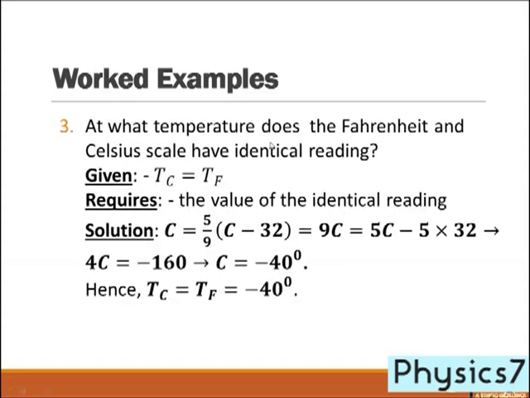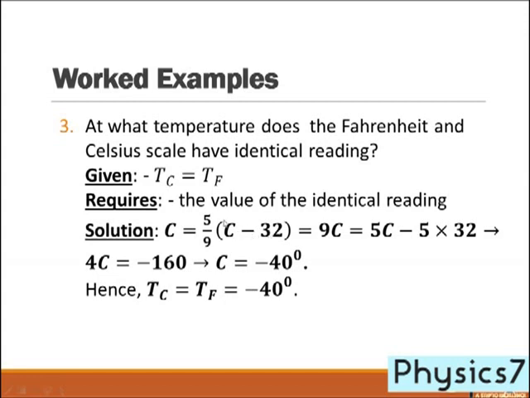Now this is an interesting worked example. The question is, at what temperature does the Fahrenheit and the Celsius scale have identical readings? So in other words, what we're asked is, when is the temperature in degrees Celsius equal to the temperature in degrees Fahrenheit? In other words, what is the temperature at which they have the exact same reading? So what we need to do is use the expression that the temperature in Celsius is equal to 5/9, and then bracket the temperature in Fahrenheit minus 32, close bracket.